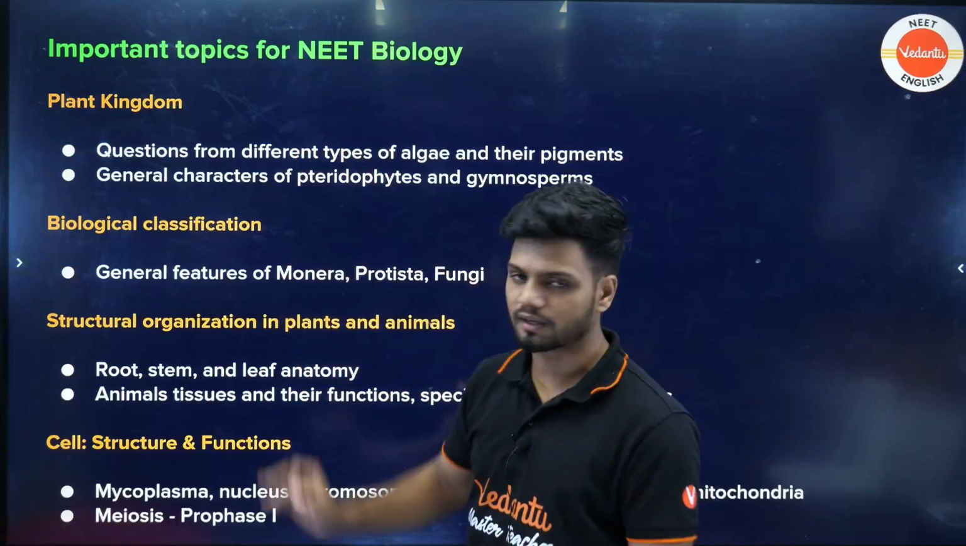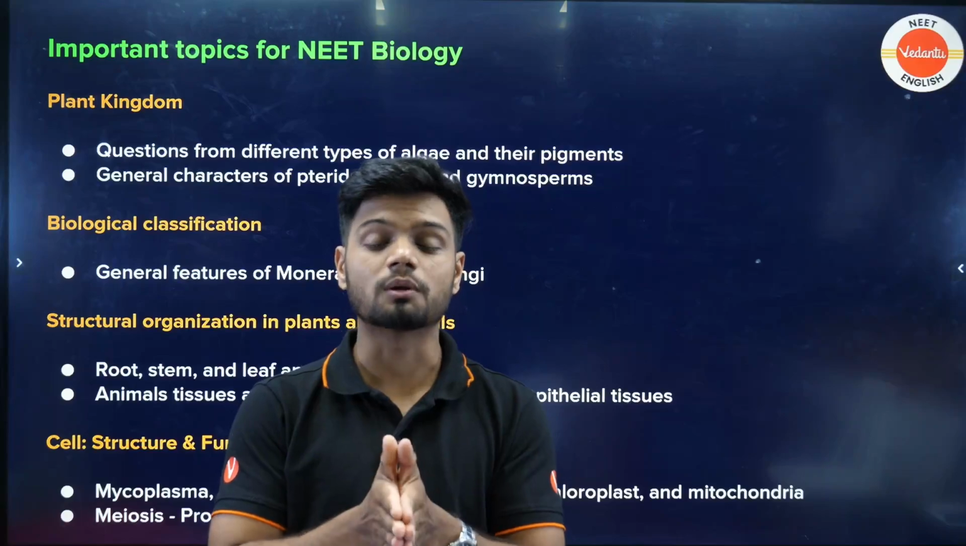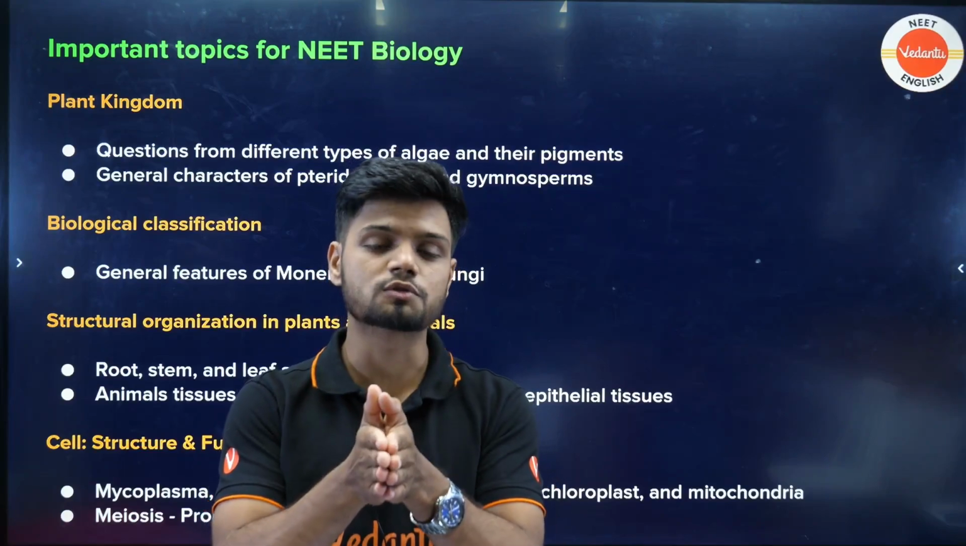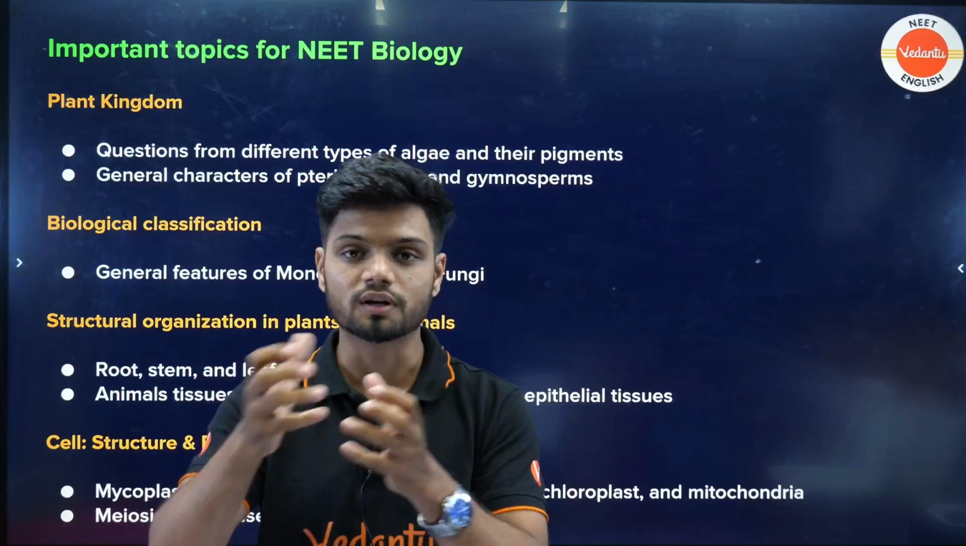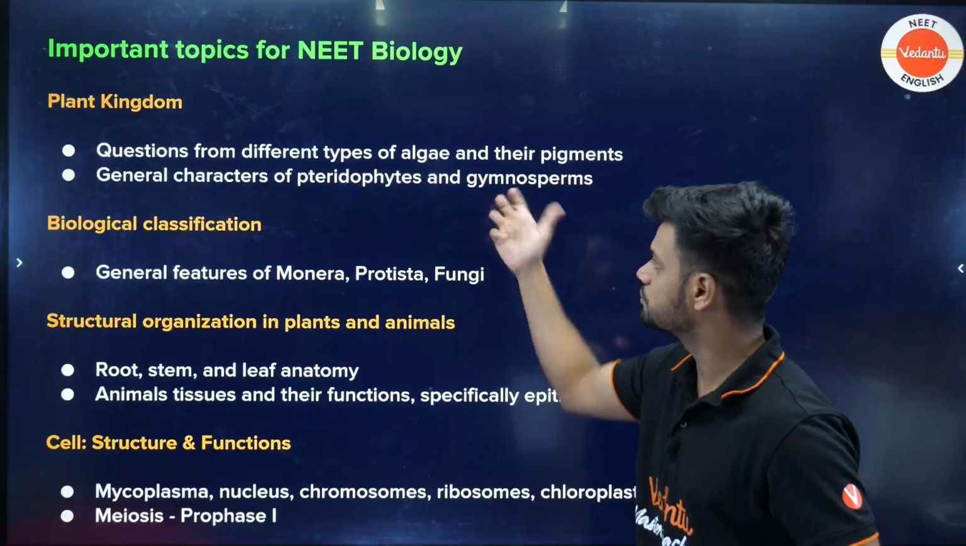When it comes to plant kingdom, the one question which has always been repeated is going to be your algae, especially those pigment, the cell structure, or anything. Then we have general characteristics of pteridophytes and gymnosperms.